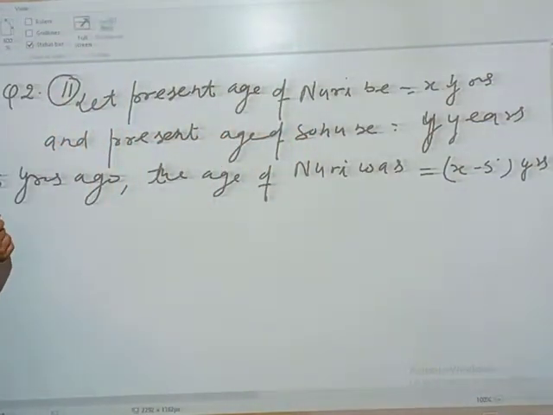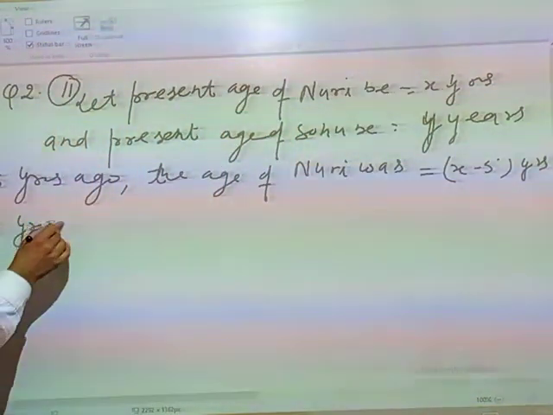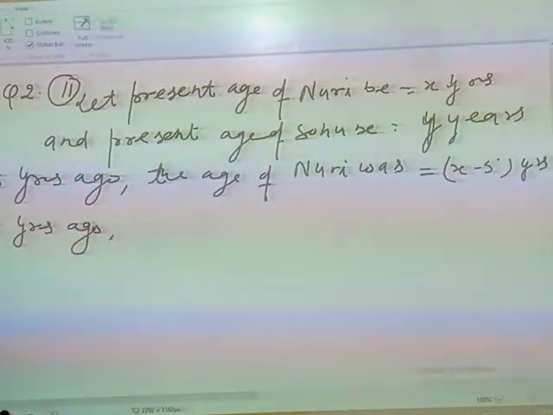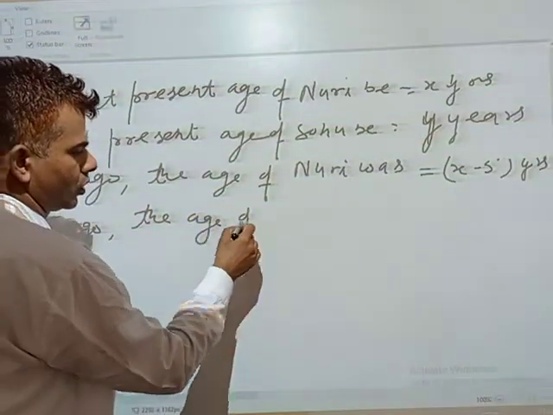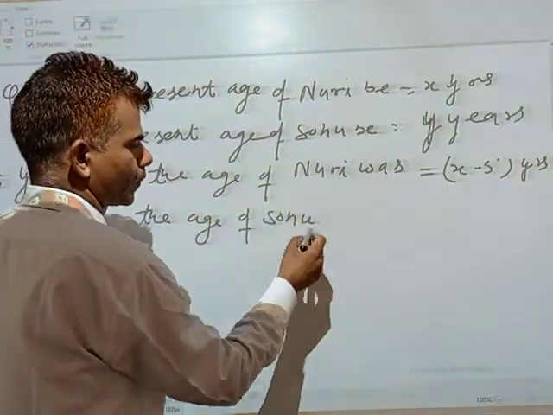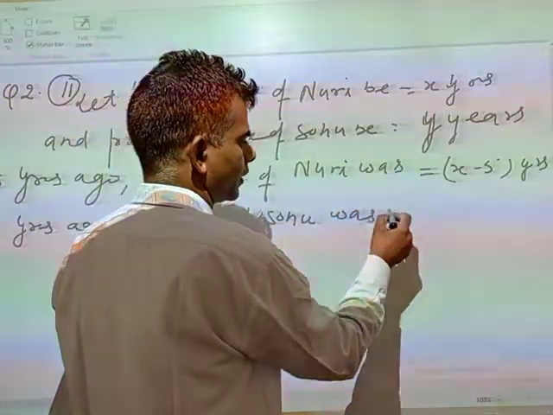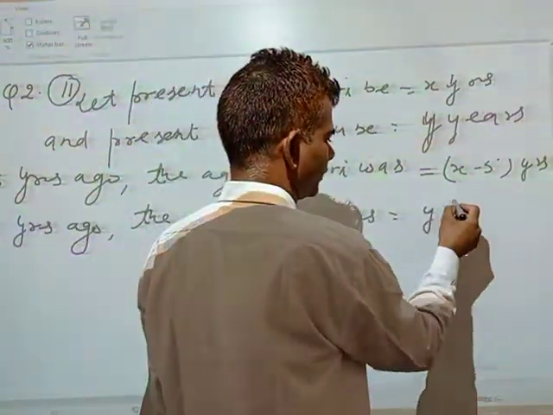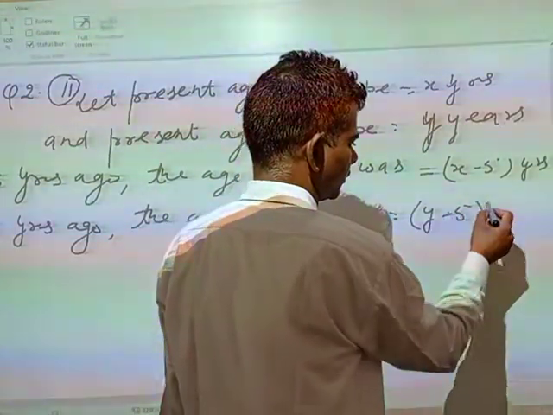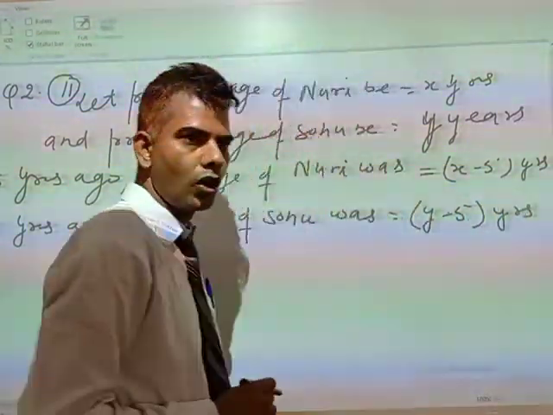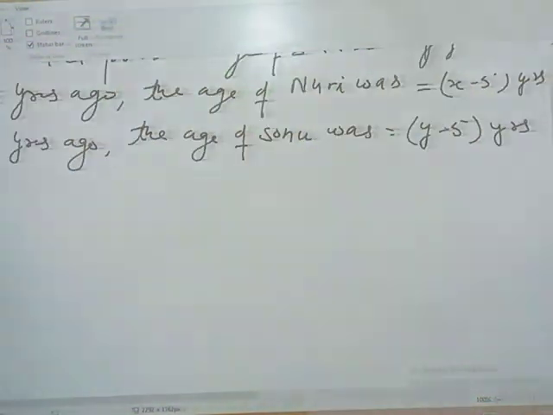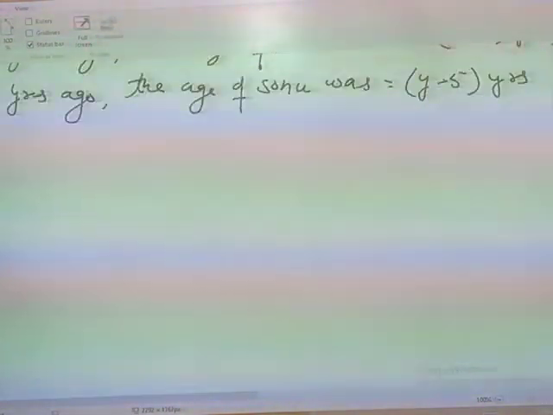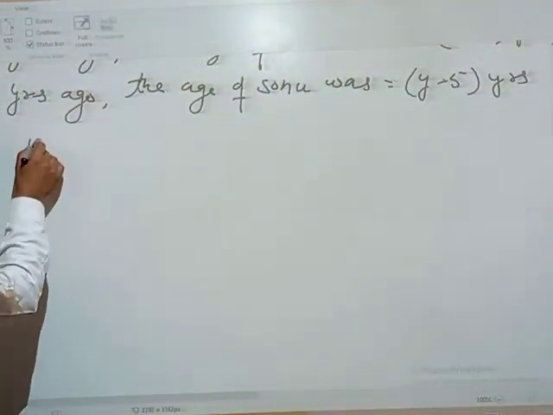Students, 5 years ago, the age of Sonu was y minus 5 years. Okay, students. Now, according to first condition.